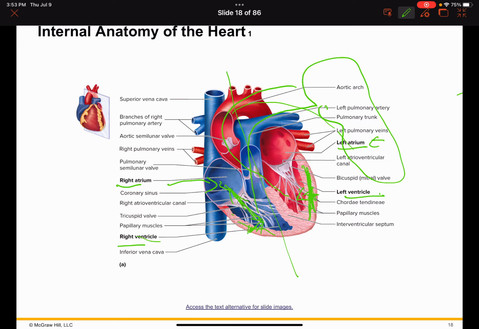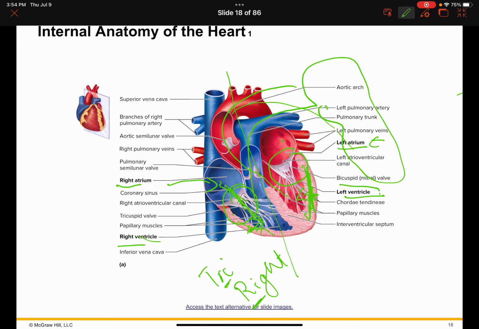There is a tricuspid valve. This is the tricuspid. Right side, think about the word right, so I can remember that way. The tricuspid valve separates the right atrium from the right ventricle. Then this valve, which is called the bicuspid or mitral valve, separates what? The left atrium from the left ventricle.